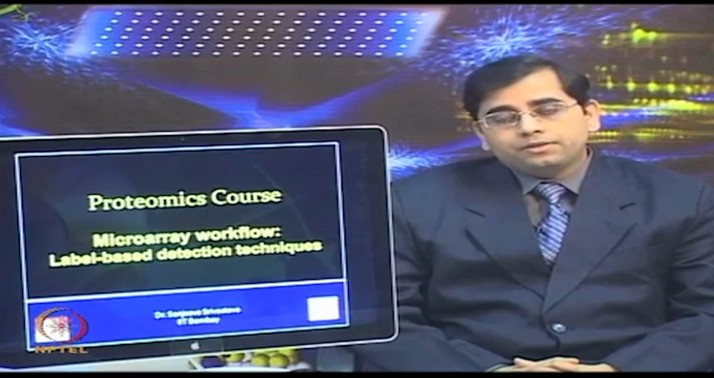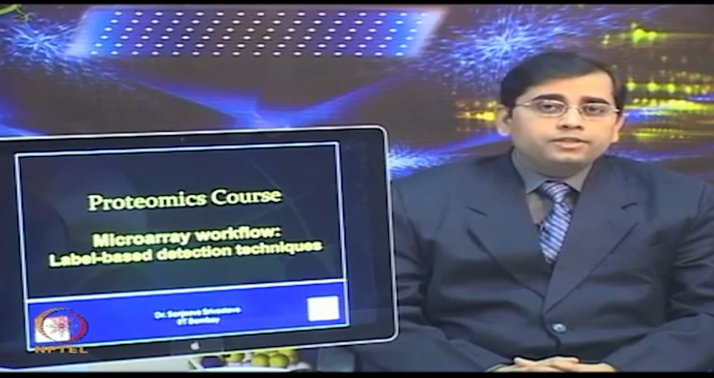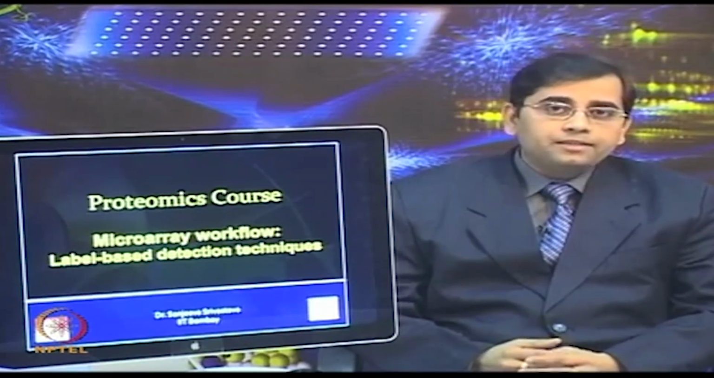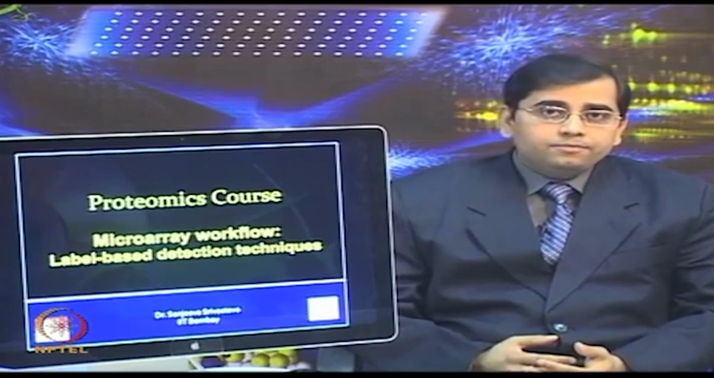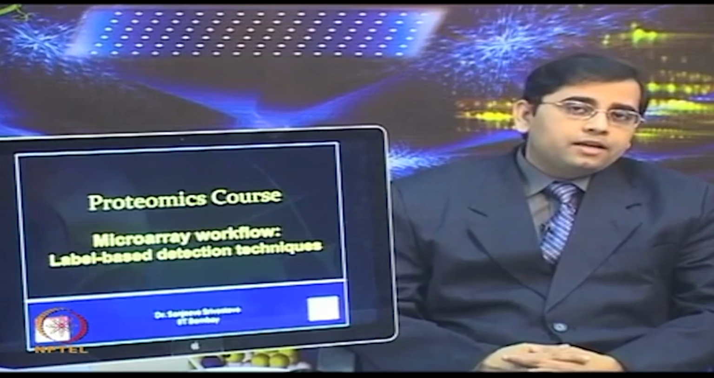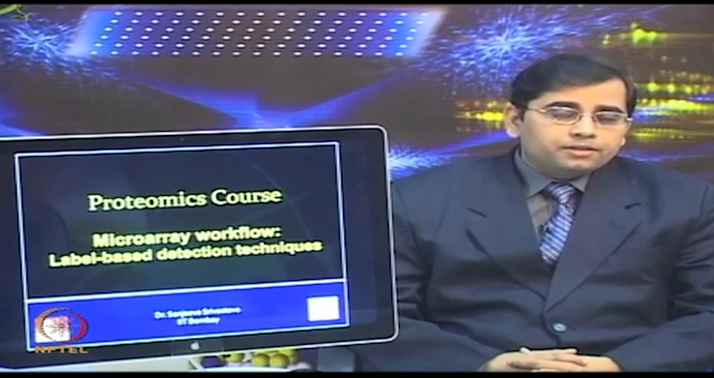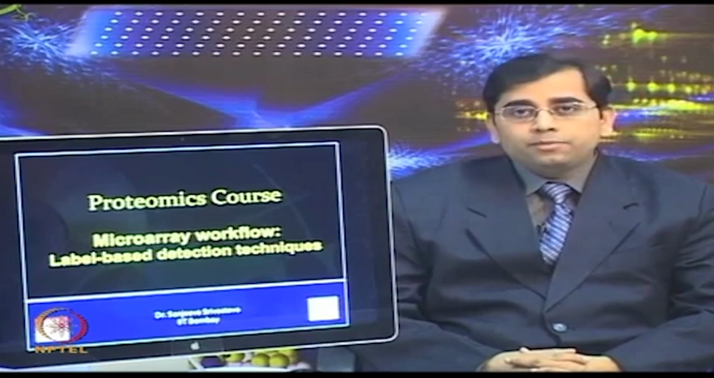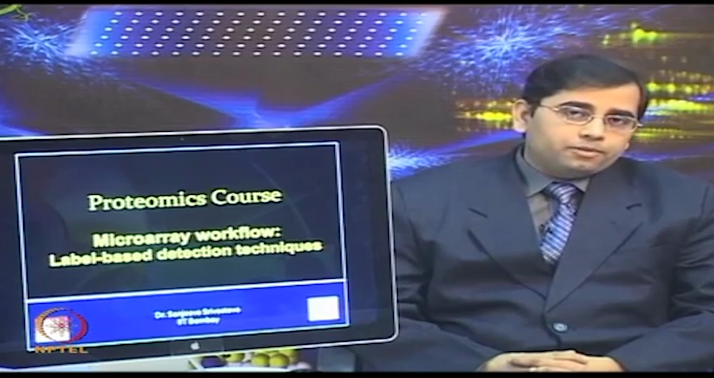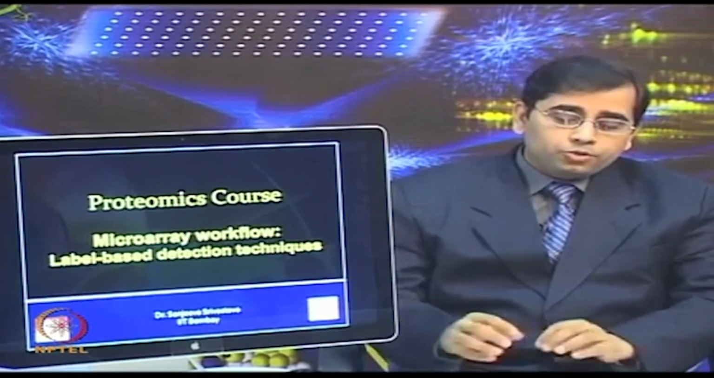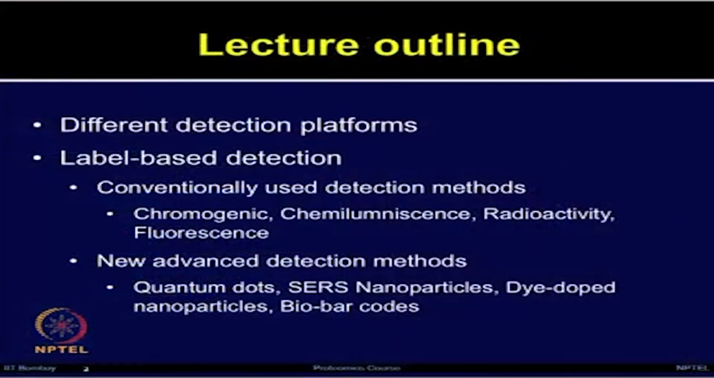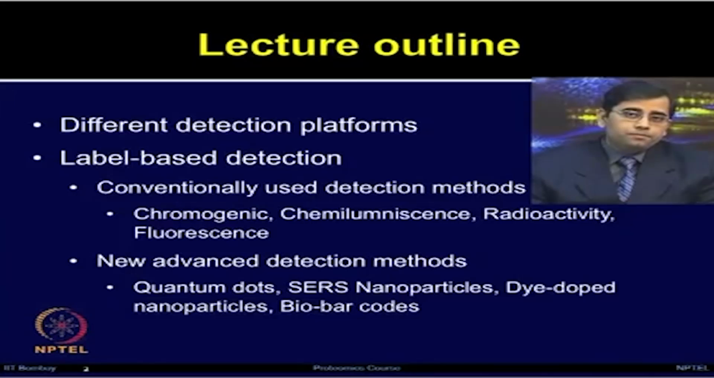In proteomics application, there is a need to detect a very dynamic range of proteins, those which are present in low abundance as well as those which are present in high abundance. It is very easy to detect high abundant proteins, but detection of very low abundant proteins requires very sensitive detection platforms. So, in today's lecture, we will talk about different types of detection platforms.